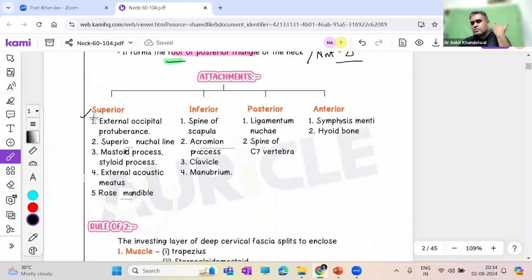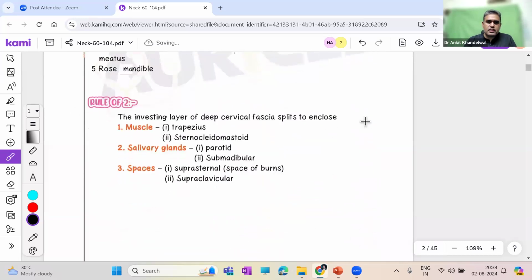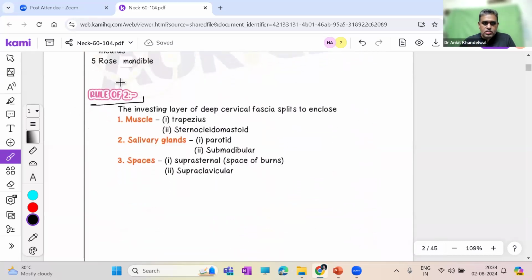Attachments, I already told you, you can just go through it. Superiorly, it is attached to all these bony landmarks. Inferiorly, it is attached to the clavicle, manubrium, all that. Behind, it is attached to the ligamentum nuchae, and anteriorly to the hyoid.